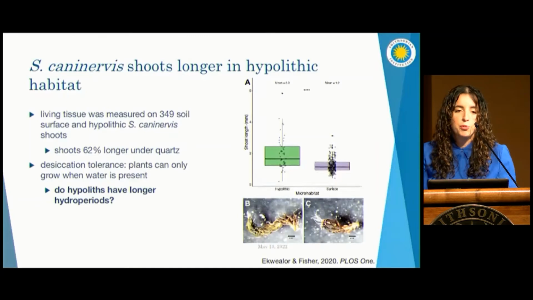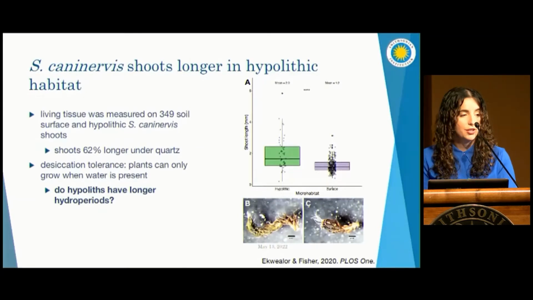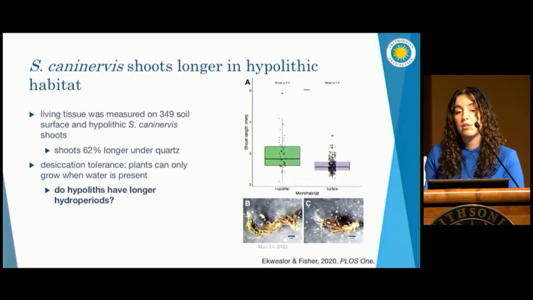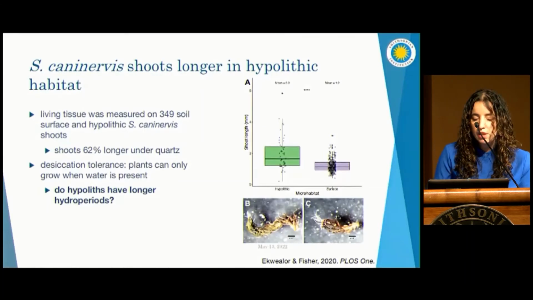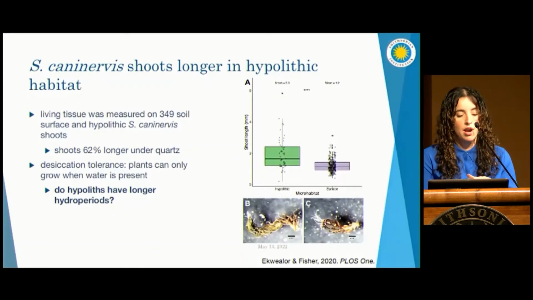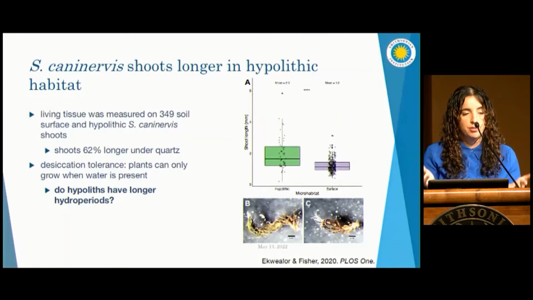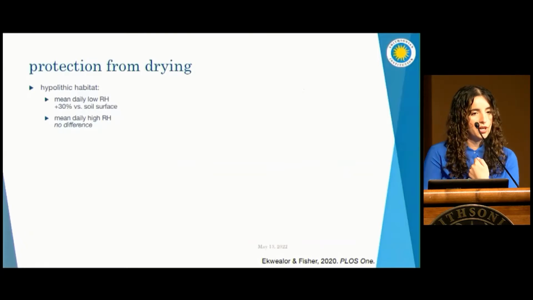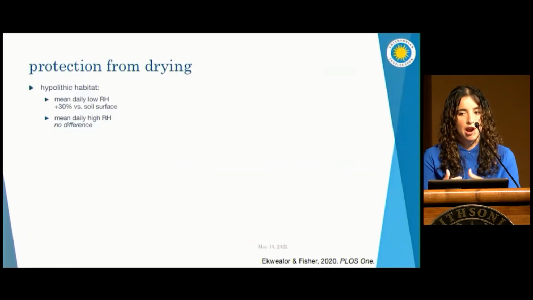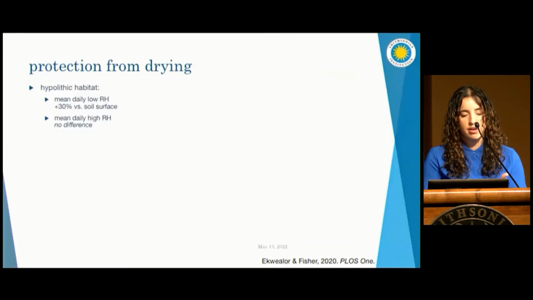So you have to remember, with desiccation tolerant plants, they can only grow when they're hydrated. So if they're longer, they either grow faster or have more time wet in which they can grow. This led me to ask whether under the hypoliths, the plants experience longer hydration periods. Now, I don't have data that can really get right at hydration periods, but I used relative humidity as a proxy, because if it's humid under there, the water is more likely to persist for longer.